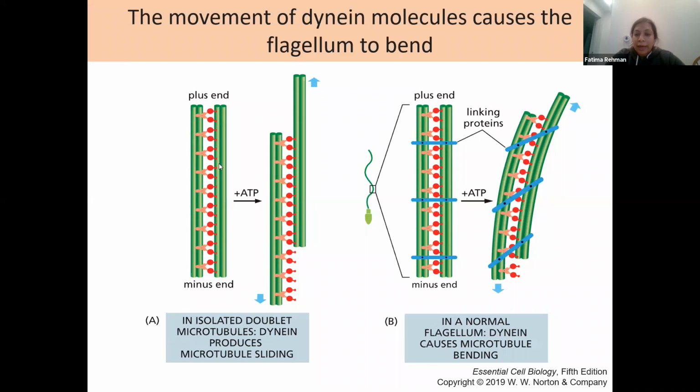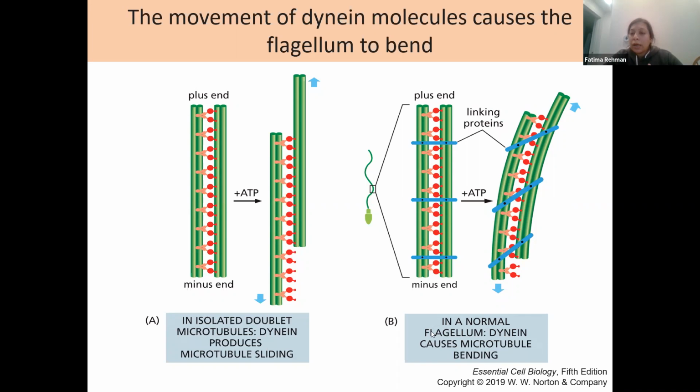So if we were to look at just a single doublet, remember, you have those 9 doublets along the outer side. Those doublets, the 2 microtubules that are linked in there with these dynein molecules all along, they are the ones that are going to slide up and down against each other through the movement of these dynein molecules with ATP hydrolysis. So that's where the sliding movement is coming from.